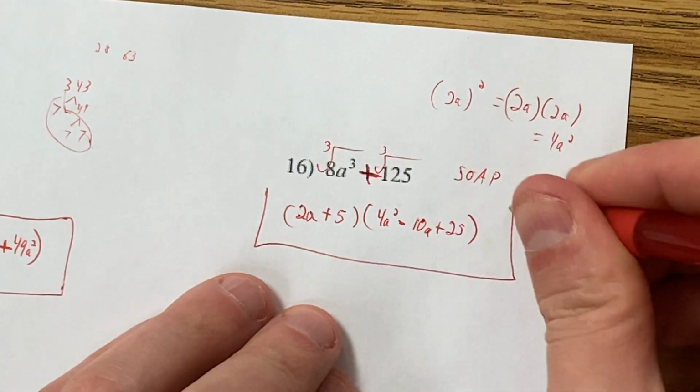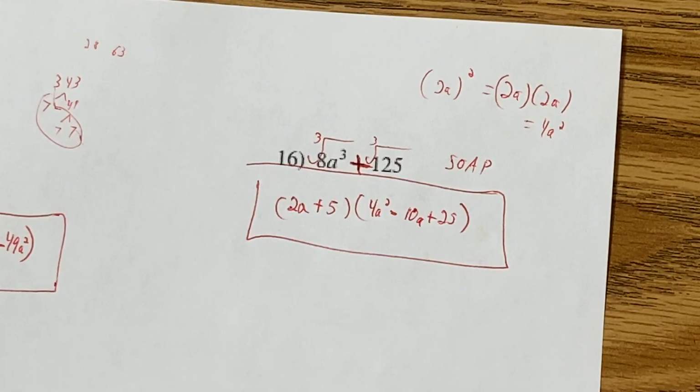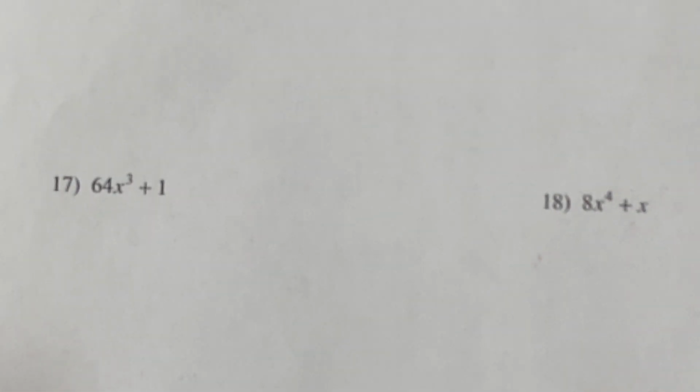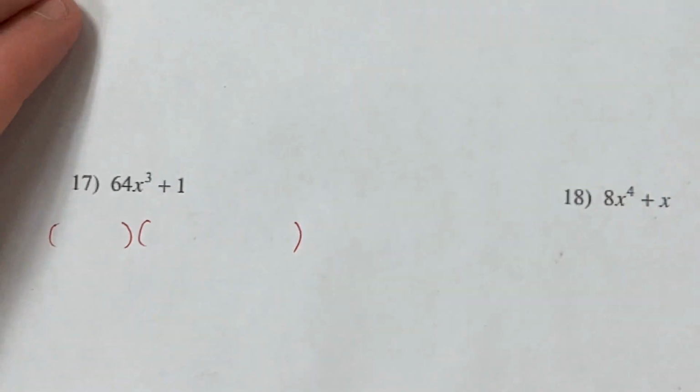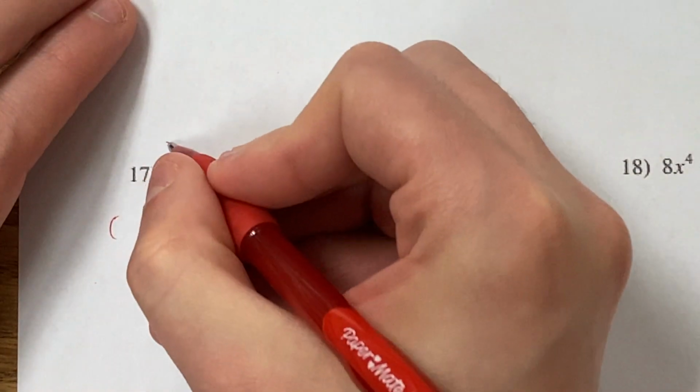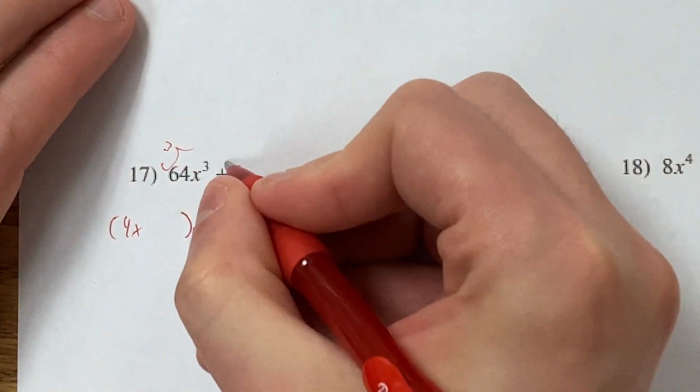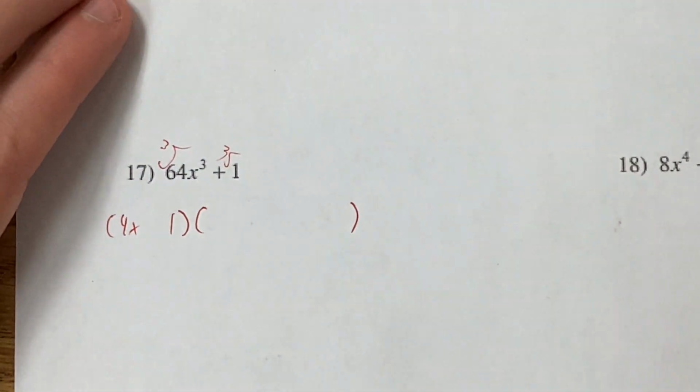Okay. 18's tricky. If you want to give it a shot, pause and try. Otherwise, here is both of them. Parentheses, cube root of this is 4x. Cube root of 1 is 1.